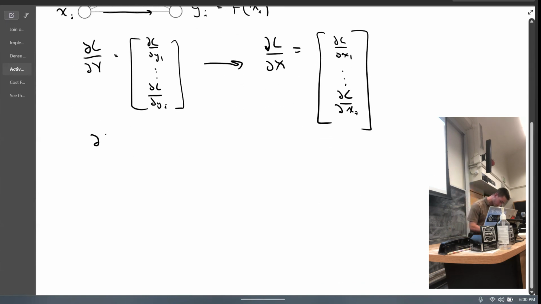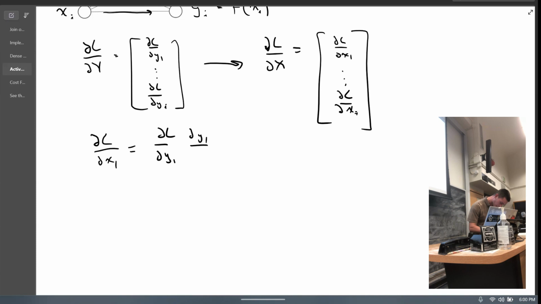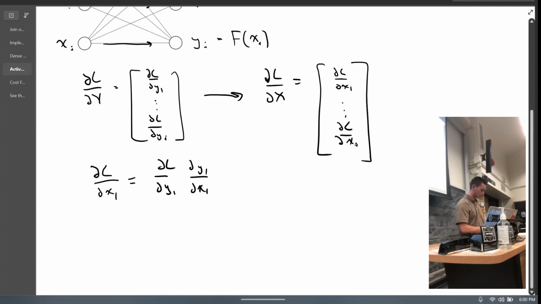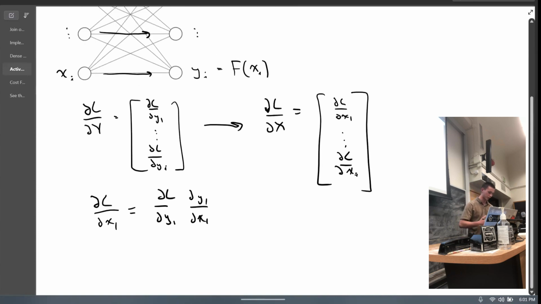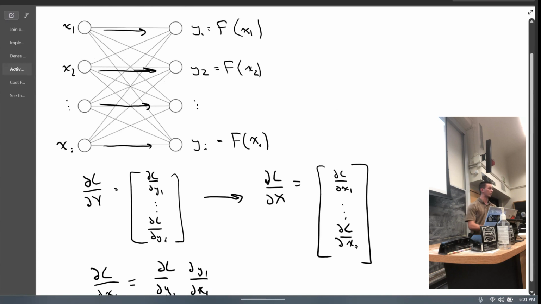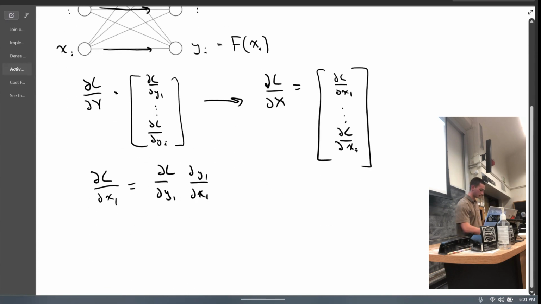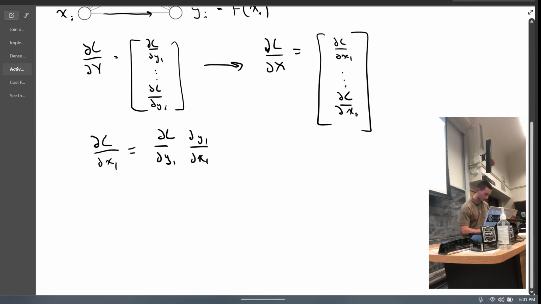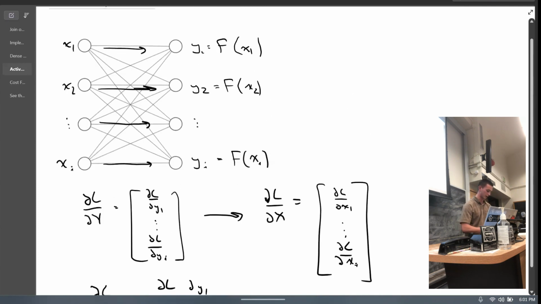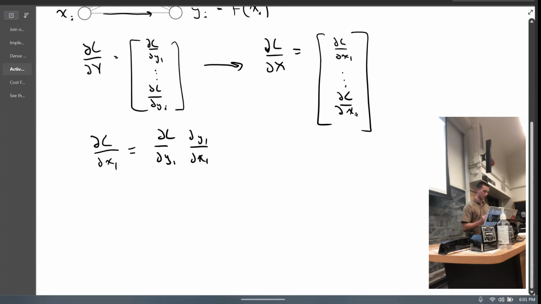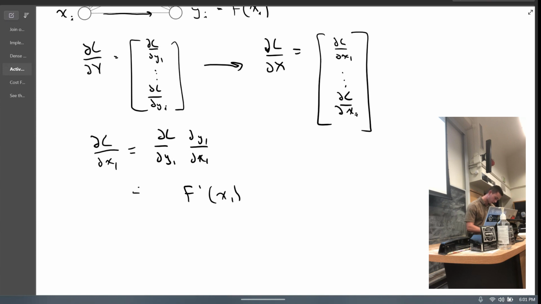Okay, so let's look at one of these variables. Derivative with respect to x1. This is just, again, chain rule. But if we keep having the derivative of y2 with respect to x1, y3 with respect to x1, well, these are all just functions of the corresponding variable, so those all go to 0. So we just get this here. And what is the derivative of y1 with respect to x1? Well, that depends on the specified activation function. So we're just going to call that f prime of x1.